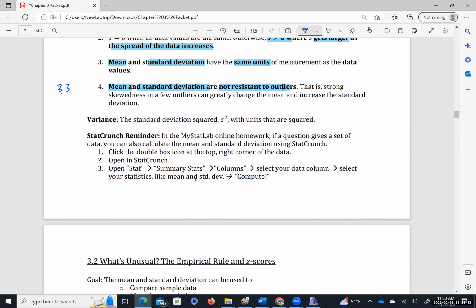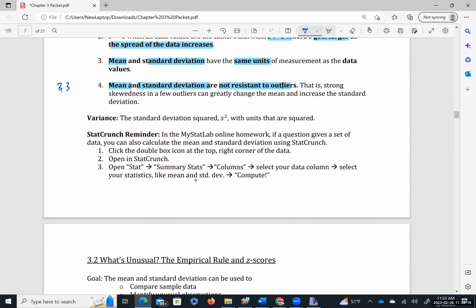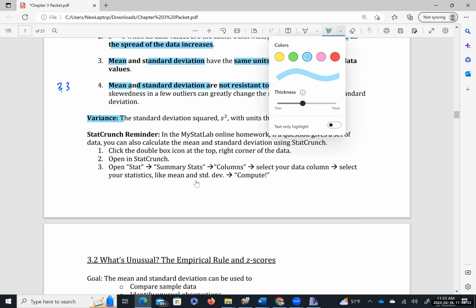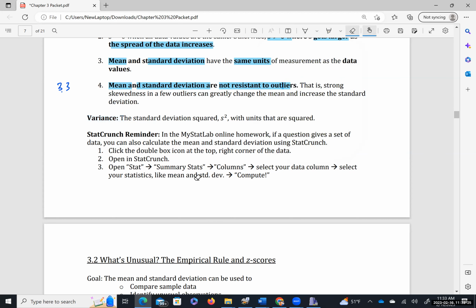Now we move to variance. So variance is notation. Let me use another color, say red. Variance is actually the standard deviation squared. That's the reason the notation is S squared. And the unit will be the square of the unit of the standard deviation.